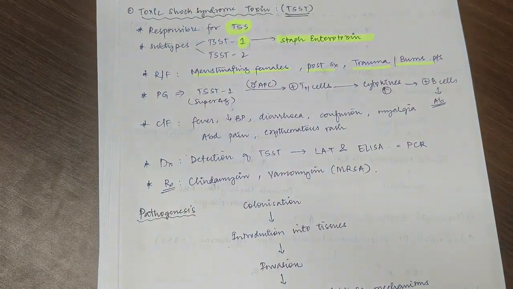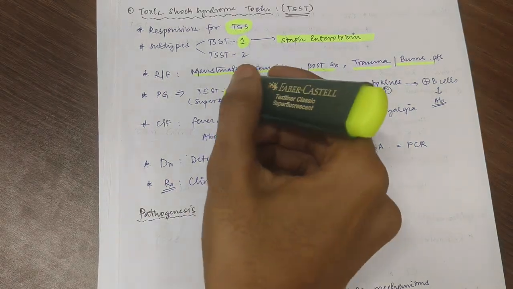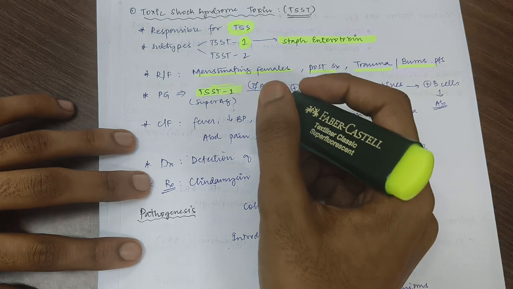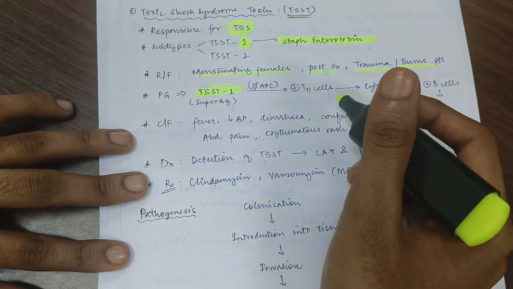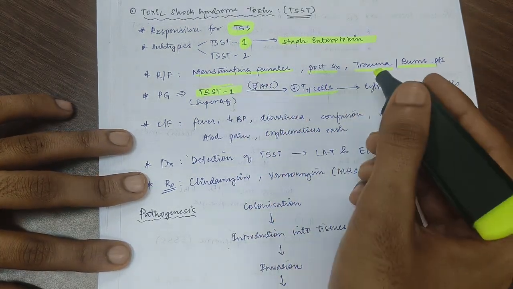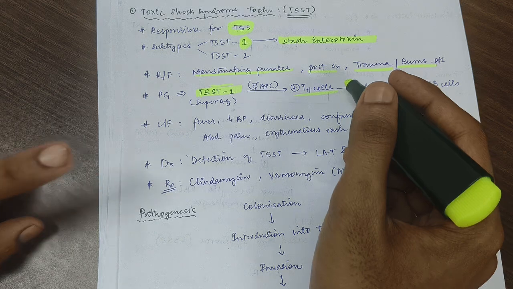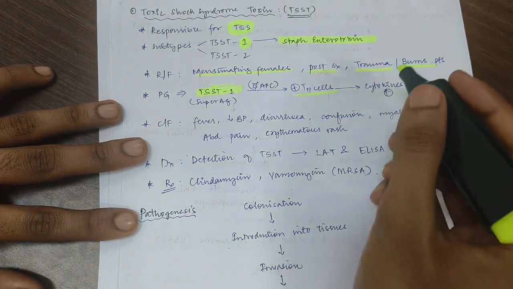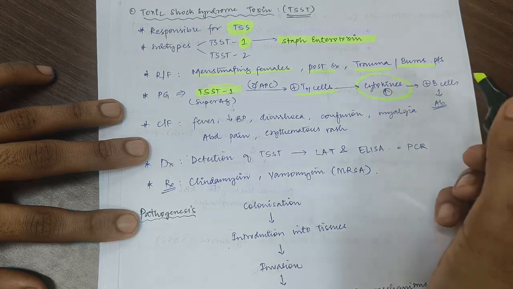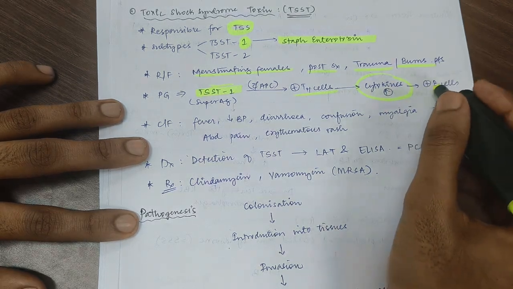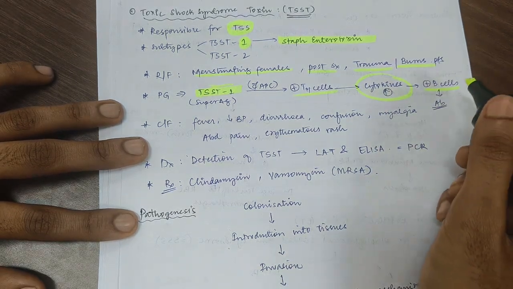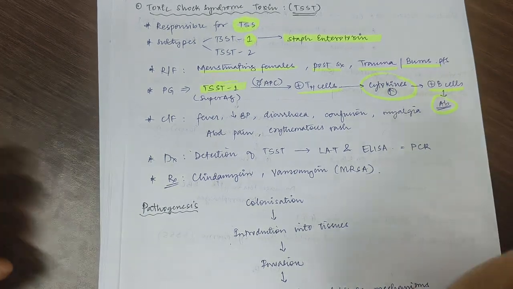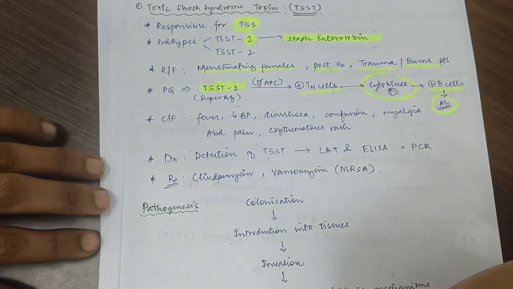So what is the pathogenesis? This particular TSST-1 is a superantigen. I have told you a superantigen is going to stimulate the T helper cells directly without the help of APCs, that I mentioned in the immunology, right? So what do these T helper cells do? They are going to secrete massive cytokines. Once these massive cytokines are released, what do they do? They are going to stimulate the B cells. These B cells, the plasma cells, produce the antibodies and they are going to kill the antigen.